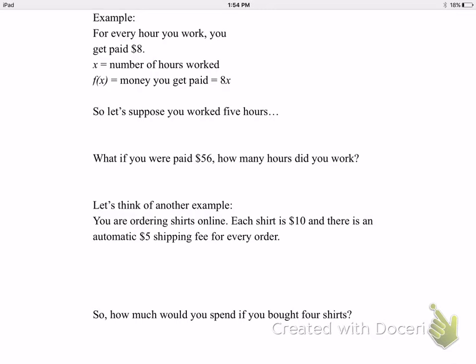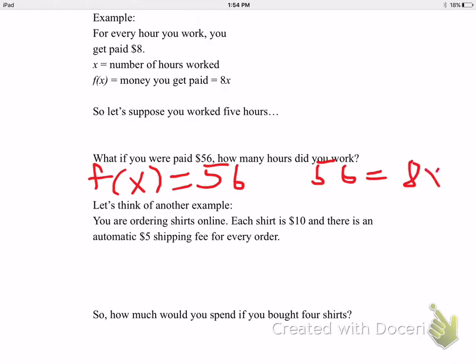So if you want to scroll down a little bit, it says, what if you were paid $56? Then how many hours did you work? So this time we know right off the bat that f of x equals 56. So they give us the output and they want to know what the input is. So we have 56 equal to 8x. Now 8 times what equals 56? We can divide by 8 and we get x equals 7. So when you work 7 hours, you get paid $56.